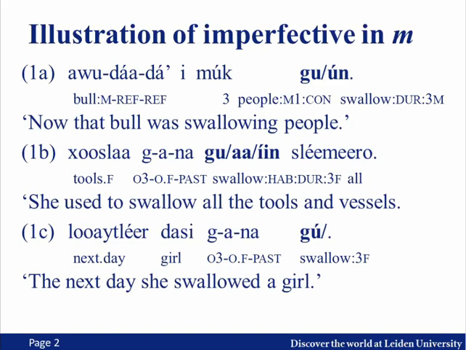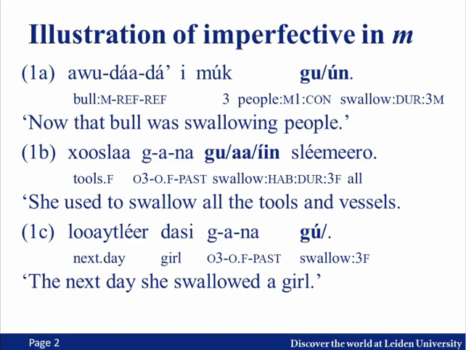In 1b, there is a derivation of that guun, namely that the penultimate consonant is reduplicated. The penultimate of goon is this funny stroke, the slash that stands for the ein, the voiced pharyngeal fricative in Iraqw. So, chokhla gana gu'ain chlemero. She used to swallow all the tools and vessels. So this is Ama Ermi that we're talking about. Famous ochre that eats everything that is in our way. So the crucial thing about gu'ain is we get a long vowel here because the third person feminine is a subject here, but there's a reduplication. The ein is reduplicated and the vowel between that is the long a.